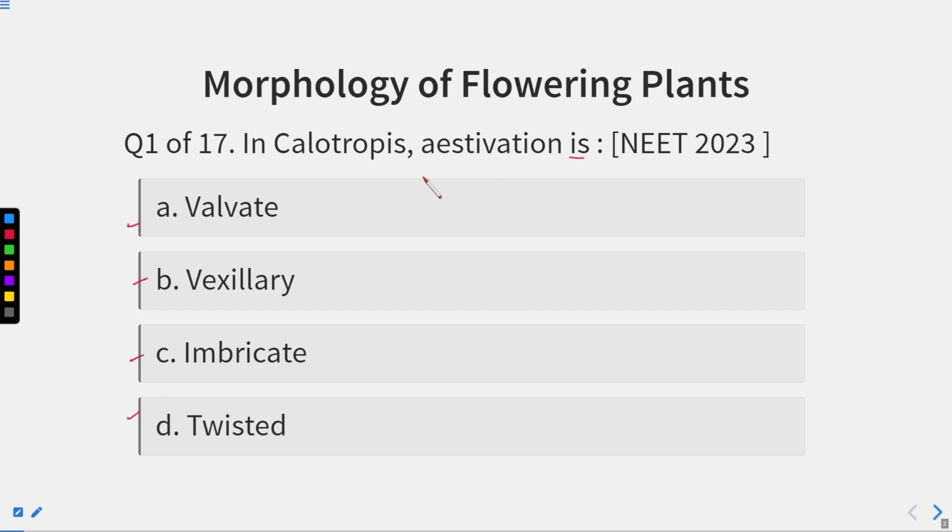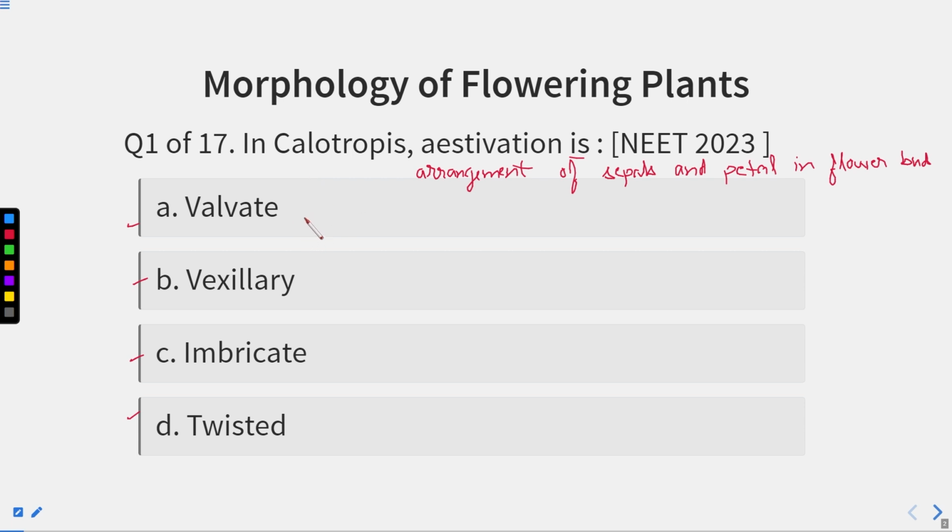So estivation is nothing but the arrangement of sepals and petals in a flower bud is known as estivation. Okay, now there are four types of estivation: valvate, vexillary, imbricate, and twisted.